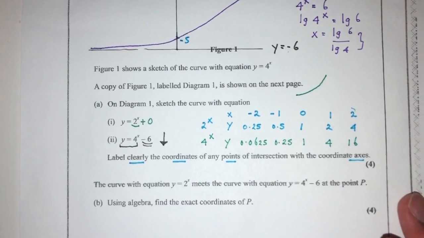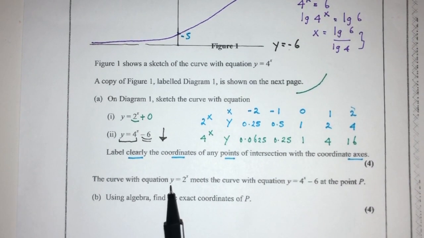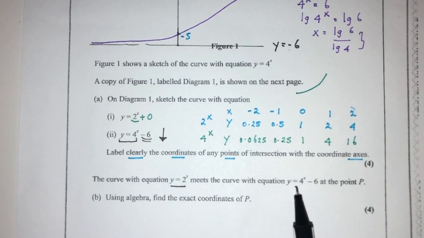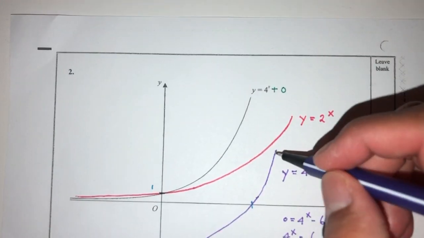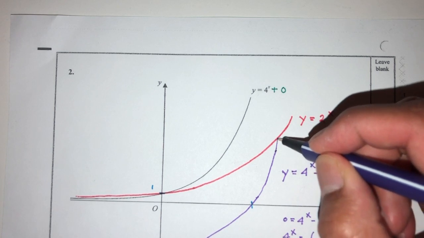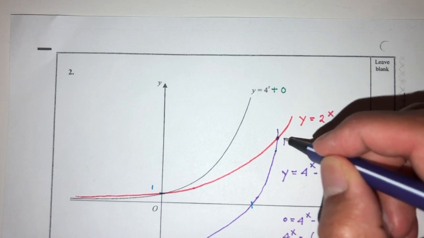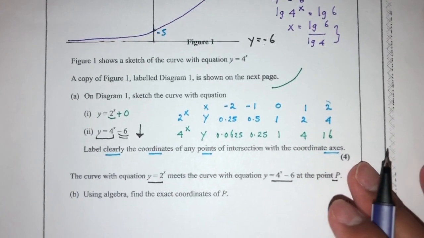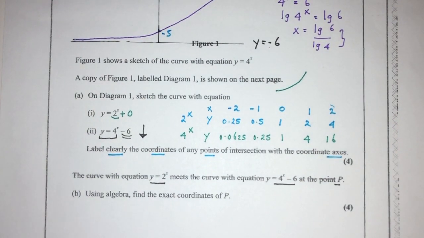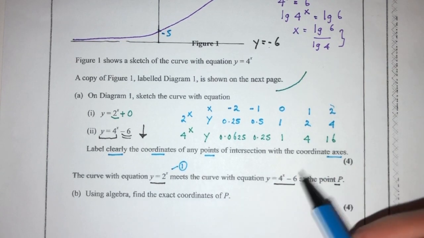Now let's move on to the next question. The curve this meets the curve this at the point P. So what does it mean? It means that if you observe while we were drawing this curve, if you keep going, it will eventually meet this curve at the point P. So we have to find this point of intersection. Whenever we have to find a point of intersection, or when you see meet, cuts, or intersect, we have to solve a simultaneous equation.